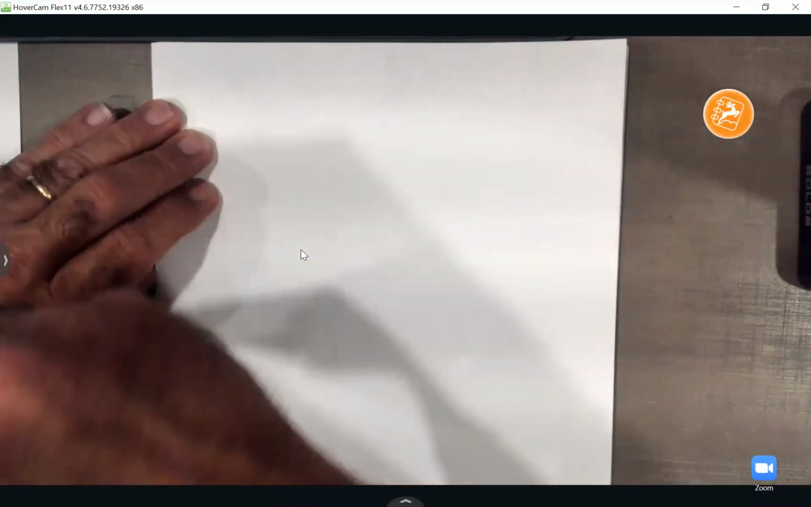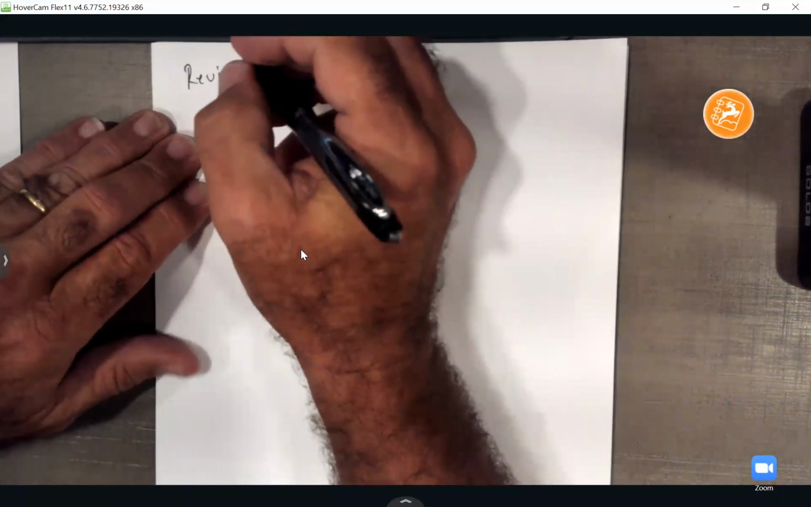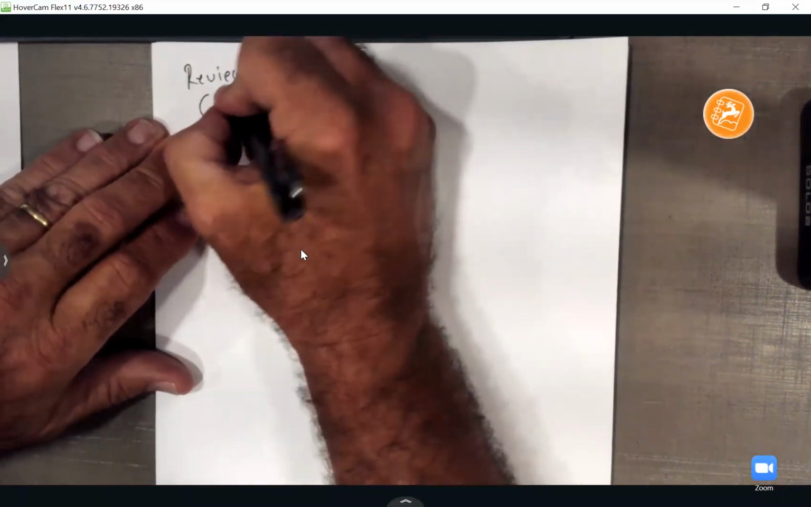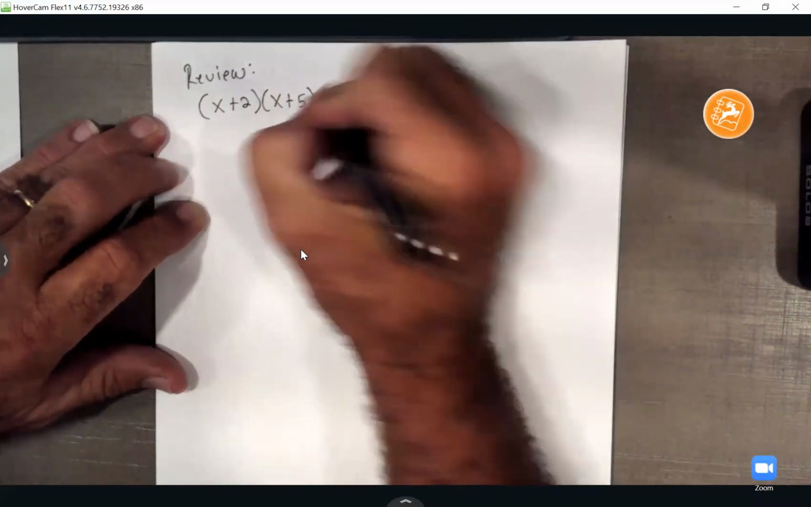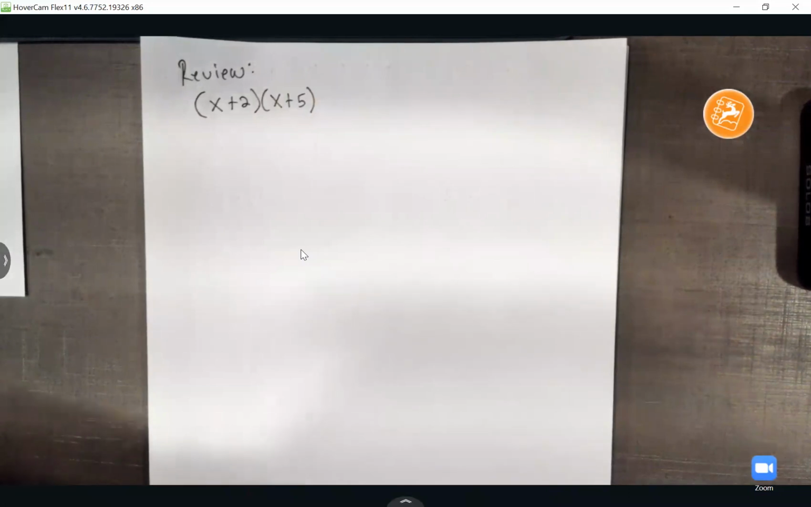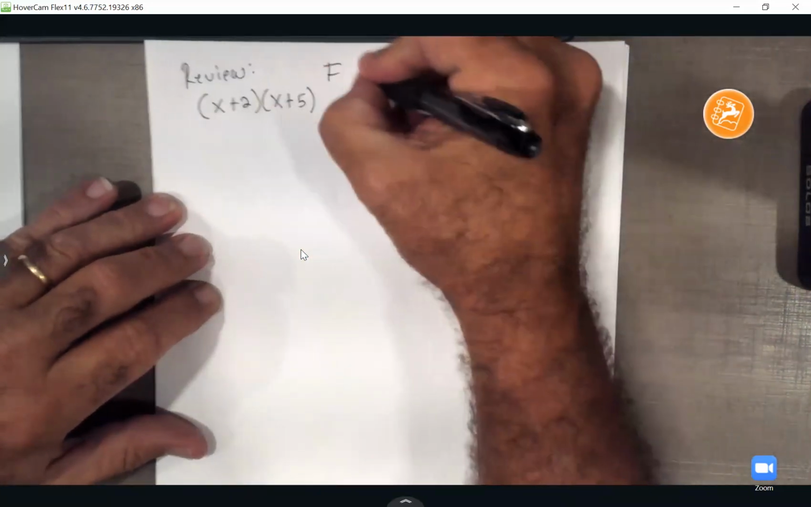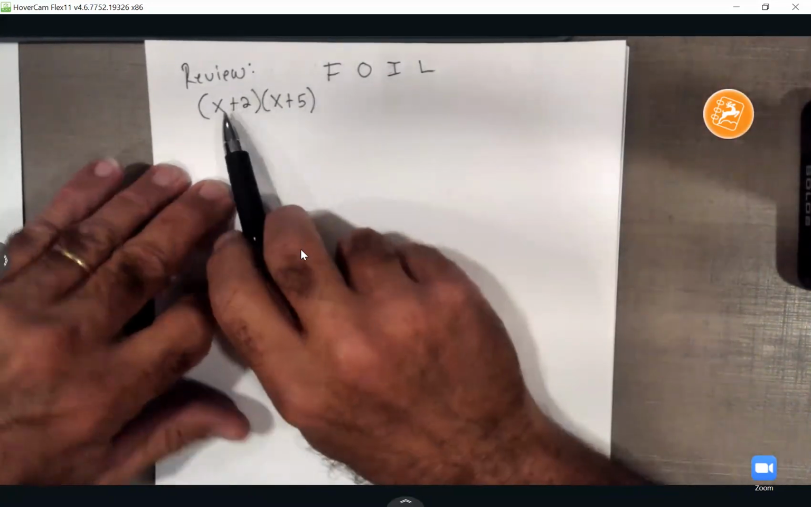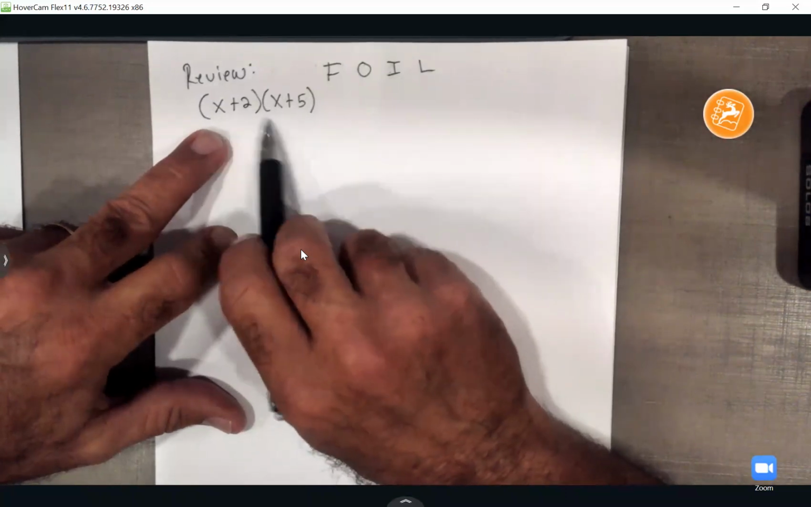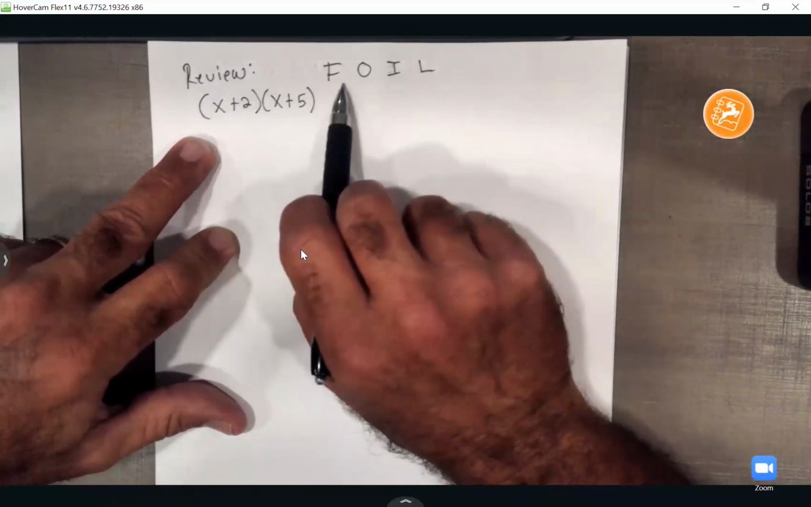And this is really to get y'all ready for what we got coming up Wednesday. So x plus 2 times x plus 5. Do y'all know what I'll use to solve this? I'm going to FOIL. So y'all, let me tell you, FOIL works when you got two binomials. These are called binomials because they both got two terms each. But when you multiply two binomials, we FOIL.